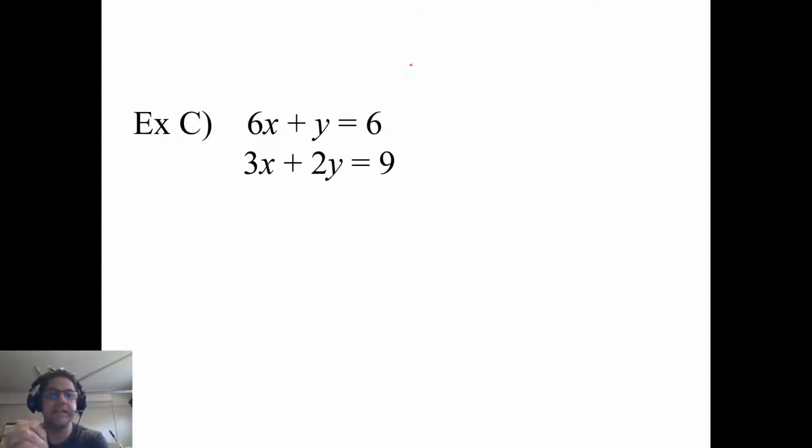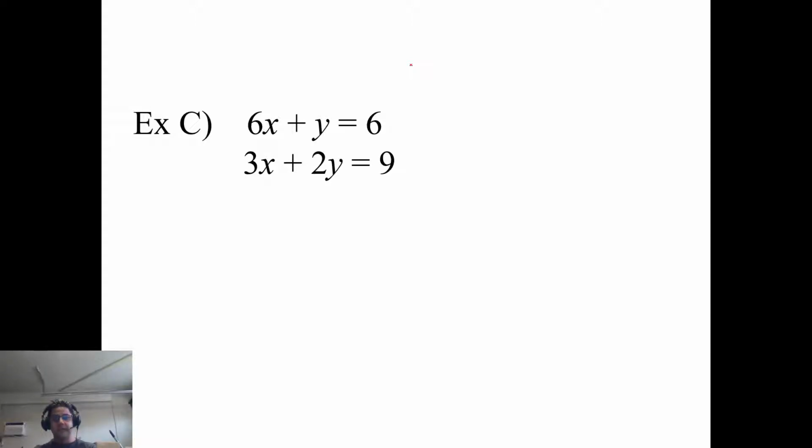All right, example C. So let's see here. Same digit, opposite sign. So a 6 and a 3, they can both become a 6. A hidden 1 and a 2 can both become a 2. So really, either one I'd have to multiply by 2, right? Because 3 times 2 is 6, 1 times 2 is 2. But that does not take into consideration that I want the opposite sign. I would like the 3x to become a negative 6x, or I would like the 1y to become a negative 2y.